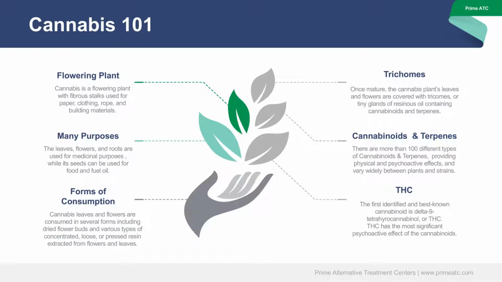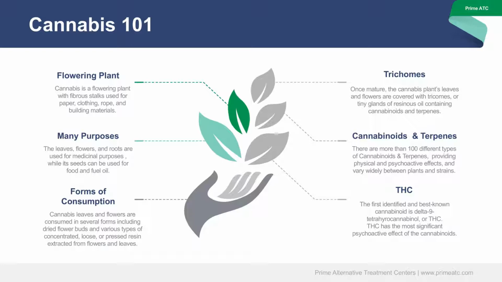Cannabis is a flowering plant that has been in existence for over 2,000 years. It consists of fibrous stalks, which have been used for paper, clothing, rope, and building materials. The leaves, however, including the flowers and roots, have been used almost exclusively for medicinal purposes, and the seeds of the plant have been used for food and fuel oil.